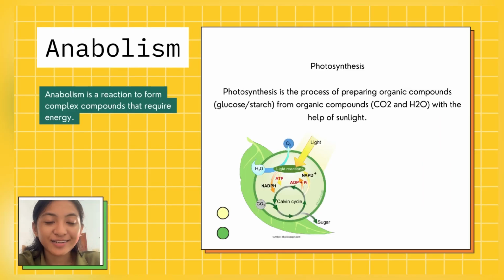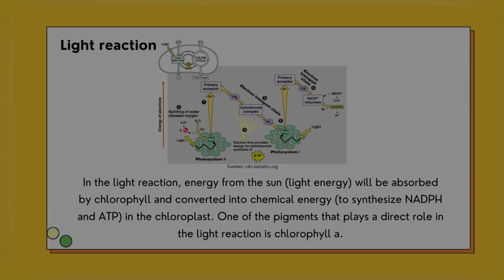The last material is anabolism. Anabolism is a reaction to form complex compounds that requires energy. First, photosynthesis. Photosynthesis is a process of preparing organic compounds, glucose or starch, from inorganic compounds, carbon dioxide and water, with the help of sunlight.